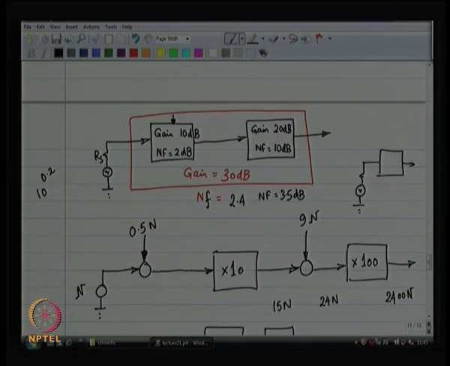So, it is very interesting. I started off with 2 blocks, first block noise figure of 2 dB, next block noise figure of 10 dB. The noise figures do not add, I do not get 2 plus 10 equal to 12 dB of noise figure. So, this is observation number 1. So, why is this happening?